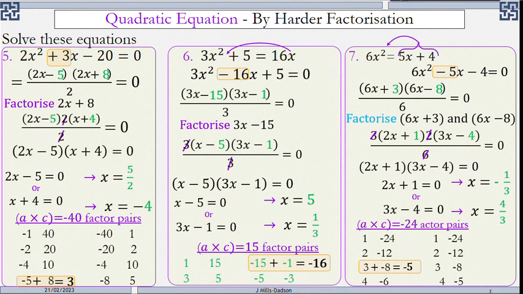Now, next example, we'll be looking at how to use the quadratic formula to solve quadratic equations.